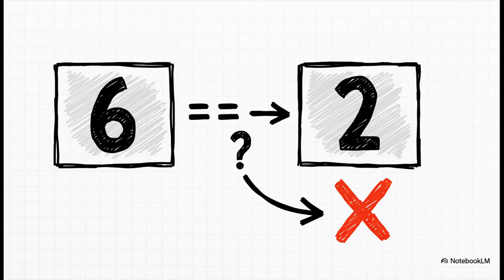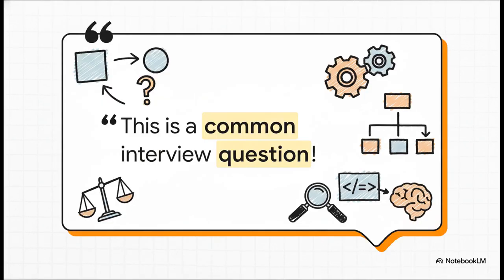And of course, since 6 is not 2, the computer is going to come back and say, nope, that's false. And hey, lean in for this next part, because understanding this next little detail is a classic interview question. Getting this right really shows an interviewer you know what you're talking about.